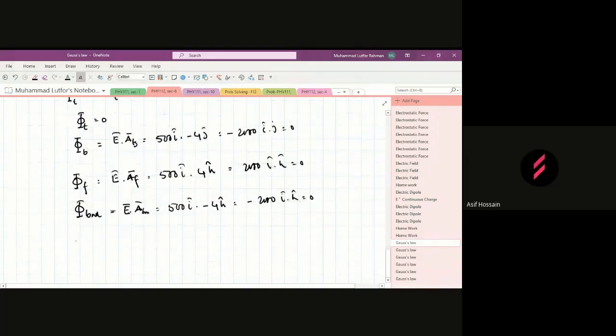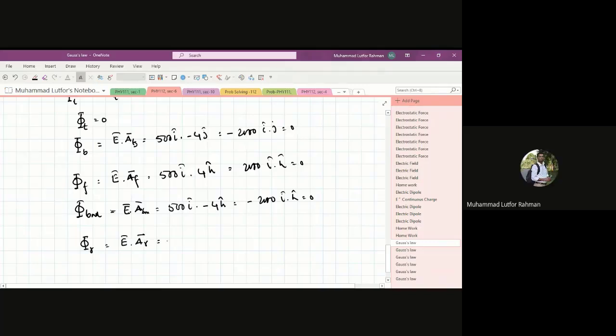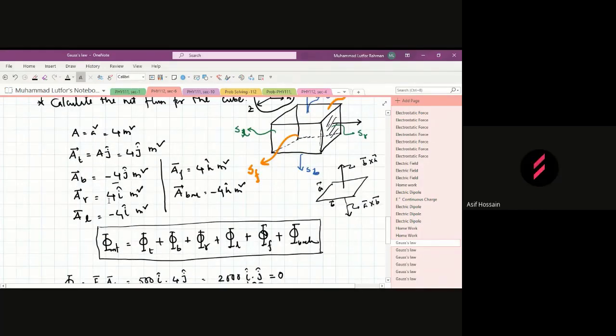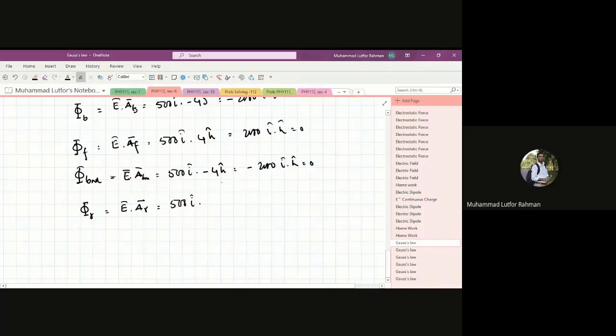Now I'm going to find the flux for the right surface. So E dot A right, the area for the right surface, which is 500 I hat dot the right surface. Look at this, it is 4 I hat. So that gives 2000 I dot I. What is I dot I? It is 1. So I'll get 2000 over here.